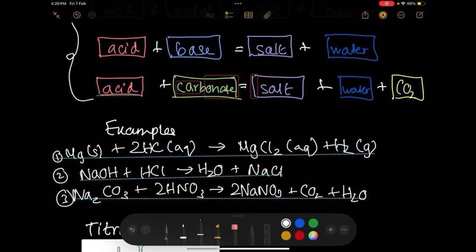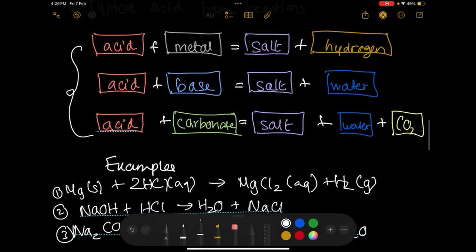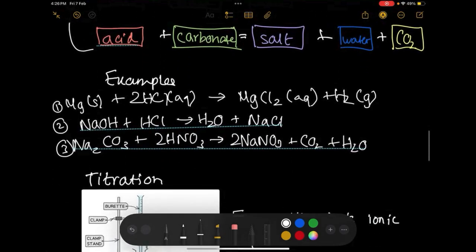Here are a few examples of the reactions. So first we have magnesium solid plus 2 hydrochloric acid liquid, which gives MgCl2 plus H2, for the first type of reaction, where acid plus metal gives salt plus hydrogen. And then for the second reaction, we mix a base and acid. So NaOH plus HCl gives H2O plus NaCl, which is salt plus water. Acid plus base or base plus acid is always equal to salt plus water.